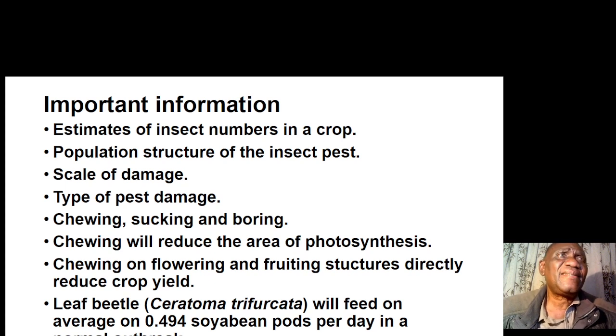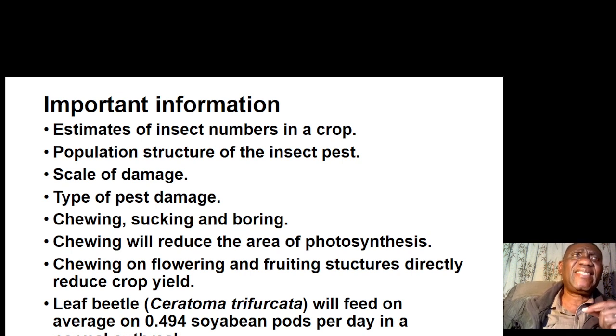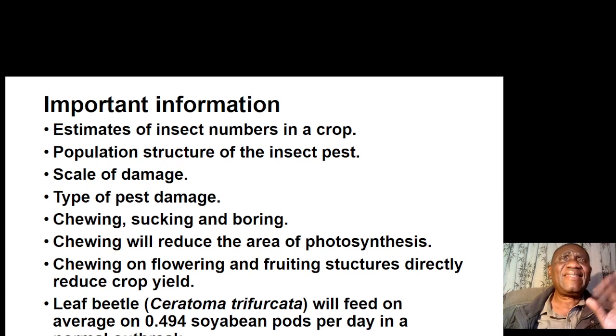Important information: estimates of insect numbers in a crop could be important, or even the population structure of the insect pests. Do we have larvae, pupa, adults? Probably we could determine the stages which are causing the damage. Scale of damage, we can also assess to what extent the insect pests are damaging the crop.